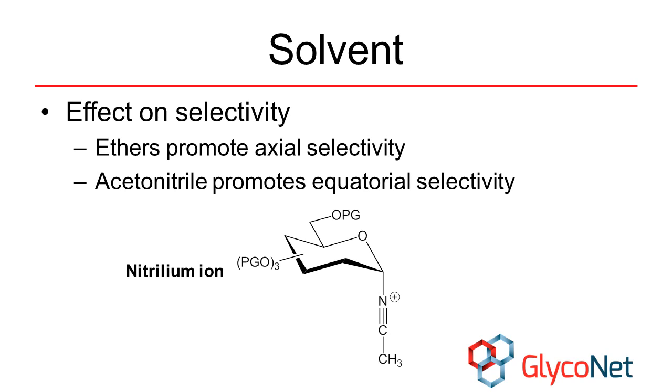Acetonitrile is believed to form an axial nitrilium ion intermediate, forcing the incoming nucleophile to approach from the opposite face to generate an equatorial glycoside. This effect has been exploited in the synthesis of sialosides, which we will discuss near the end of this module.